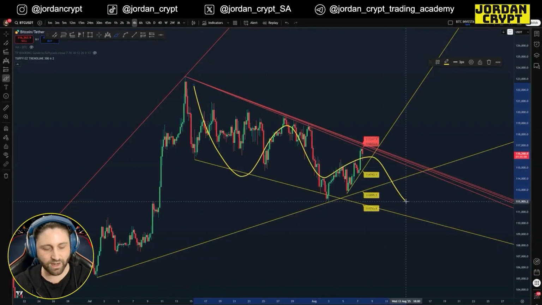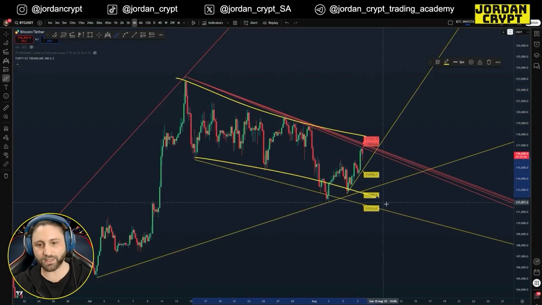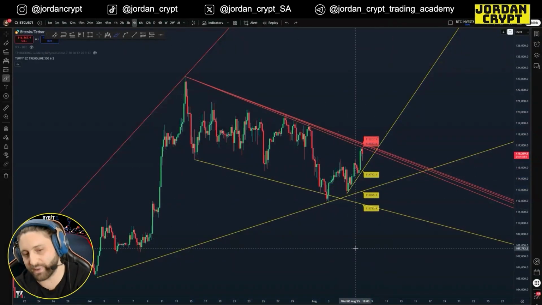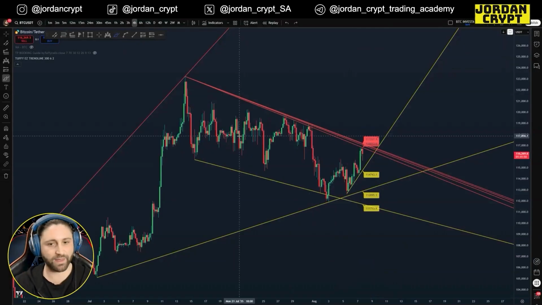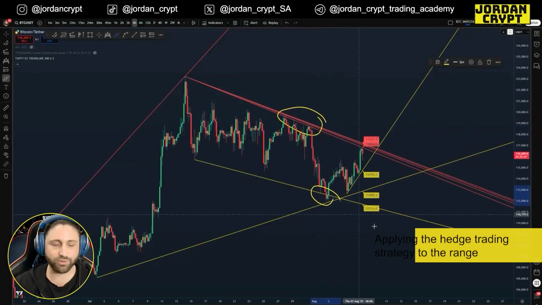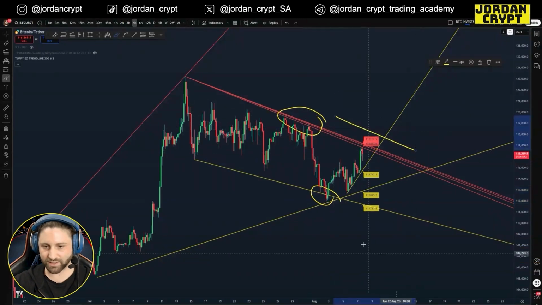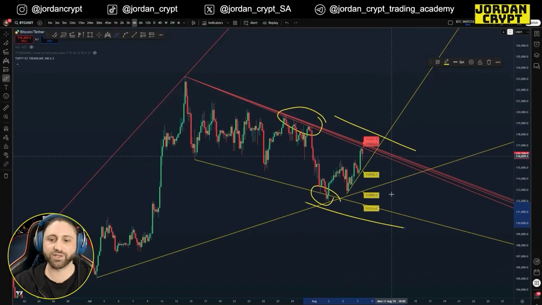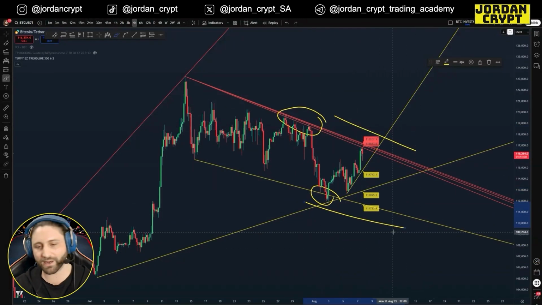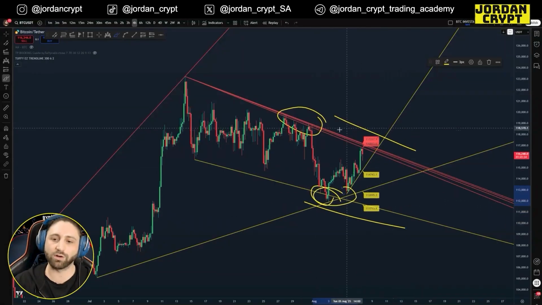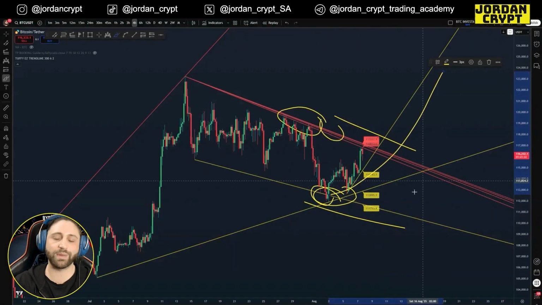Yes, it's a downtrend, but it is also clearly ranging between these two lines, and you can actually use the parallel channels hedge trading strategy for that. You open your shorts from the resistance, you open your longs from the support, and you make sure that you have your stop loss set above and below each, so that when this range breaks, and every range has to break, either your long or your short will go into parabolic profit.